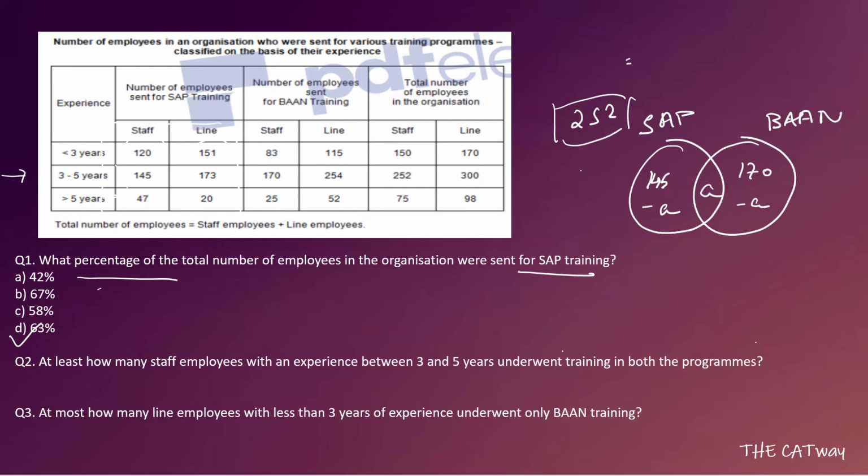That means those who went only for BAN will be 170 minus A, because this part plus this part is going to be 170. So if this is A, this part will be 170 minus A. So this thing is clear.